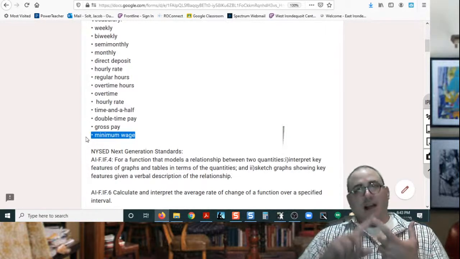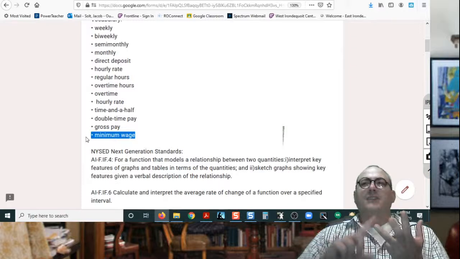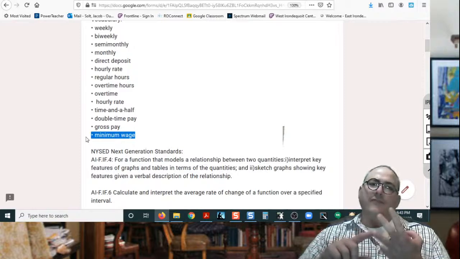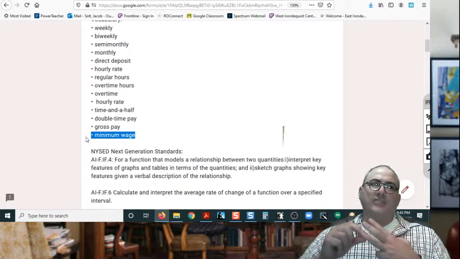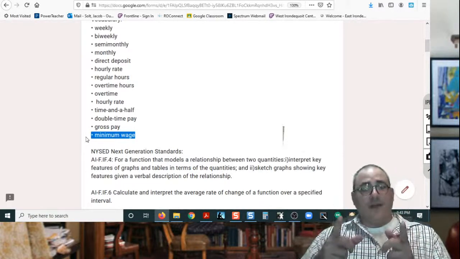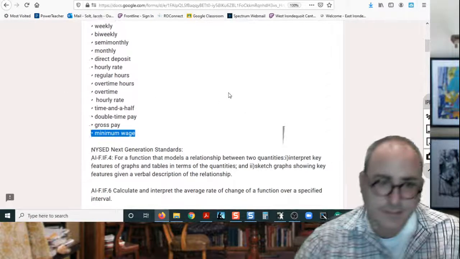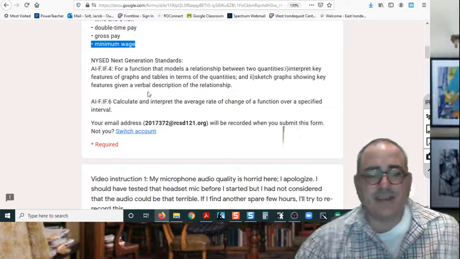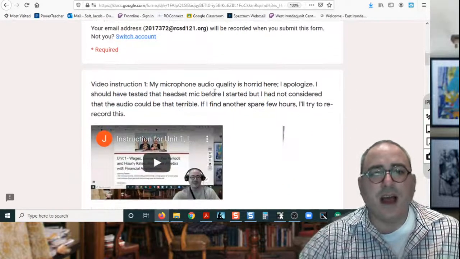Other jobs, it's $11.10. And also farm workers get paid less than minimum wage, and I don't know what they get paid right now. If there's a minimum wage for agricultural workers, Google that for me. Let me know. Here are the standards, the NYS ED Next Generation Standards, if you care to peruse them.